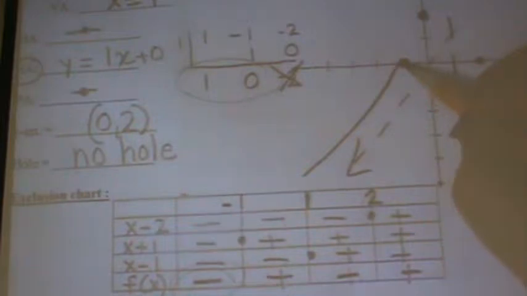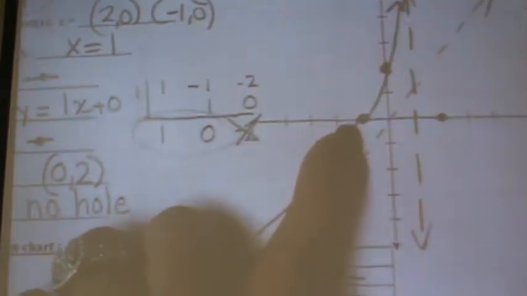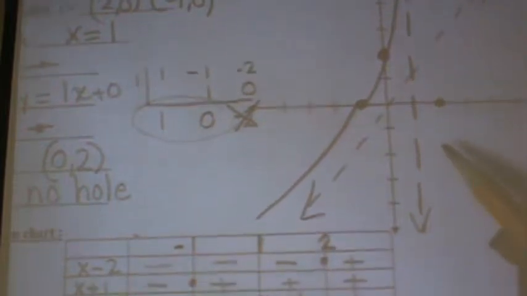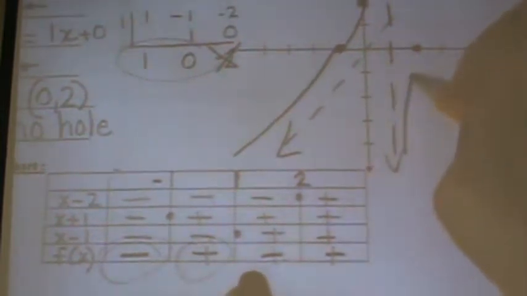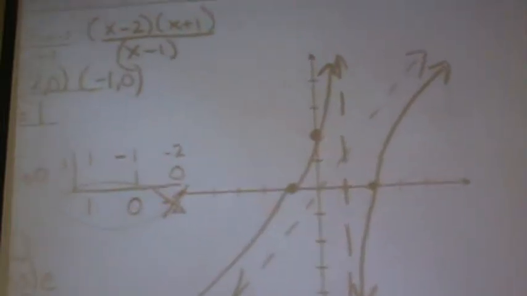From -1 to 1, where are we at? We're in the positive region. So from here to here, we're going to pick up this y-intercept and shoot up towards that asymptote. From 1 to 2, we are in the negative region. And then from 2 to infinity, we're in the positive. Here's your graph. You can type it in your calculator to check.